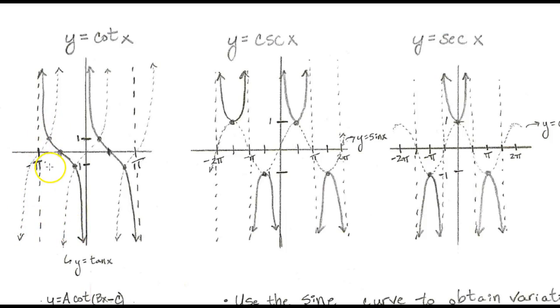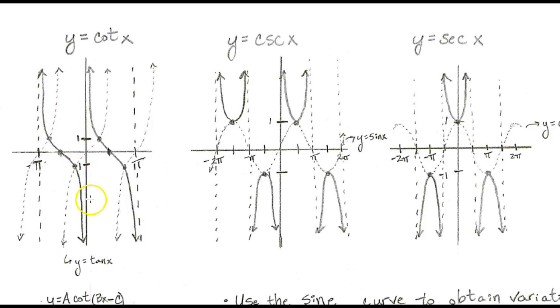So 1 over tangent of x, I'm going to have my asymptotes now from minus pi to 0, then to pi, and then to 2 pi, etc. So my asymptotes for cotangent are not at intervals of pi over 2, like they were for tangent, but at pi, right? I'm sorry, the tangent of pi is sine of pi over cosine of pi, so it's 0. Tangent of pi is 0, so tangent minus pi is 0, so 1 over 0 is undefined. So those are my asymptotes, minus pi, 0, pi, etc.